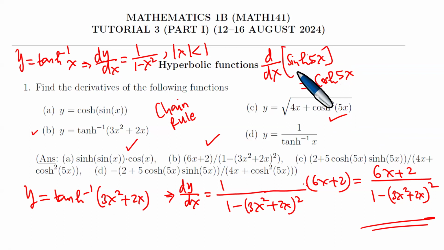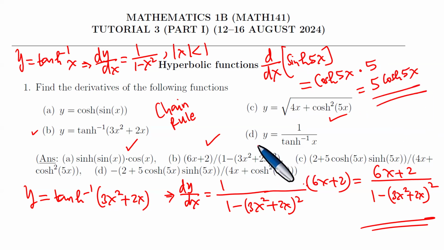So first differentiate the outside of the function. And the outside is the hyperbolic sine, whose derivative is cosh, multiplied by the derivative of the argument of the function. So the derivative of the 5x is just what? 5. And this is therefore 5 cosh of 5x.